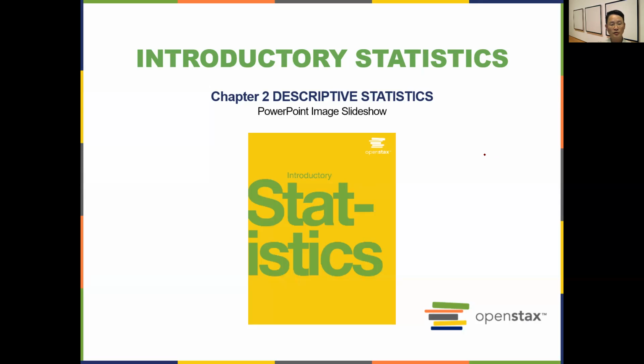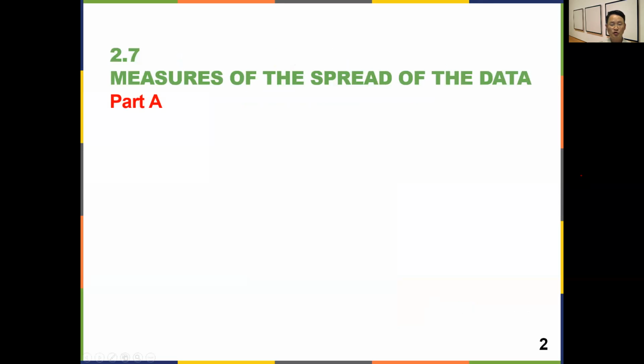So today we are going to study chapter 2, and it's chapter 2.7. It's about measures of spread of the data. And we are going to split this chapter 2.7 into two parts, part A and B, and we're going to do it in two separate classes.